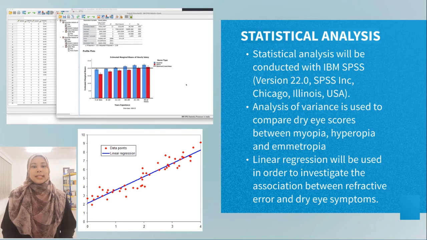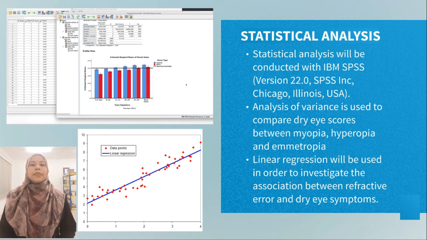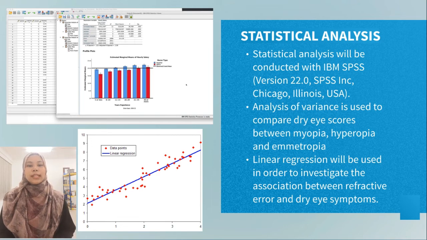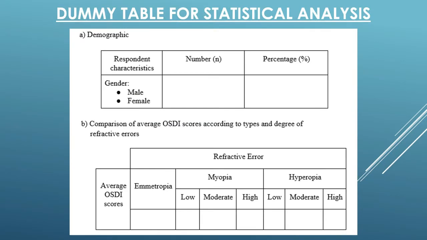Statistical analysis in this study will be conducted with IBM SPSS. Analysis of variance, ANOVA, is used to compare dry eye scores between myopia, hyperopia, and emmetropia, and linear regression also will be used in order to investigate the association between refractive error and dry eye symptoms. This is the dummy table for statistical analysis.